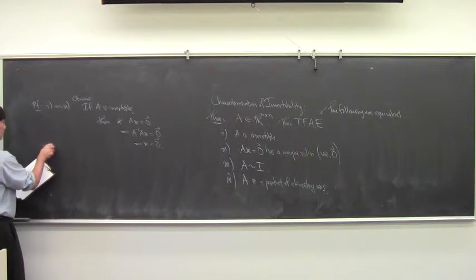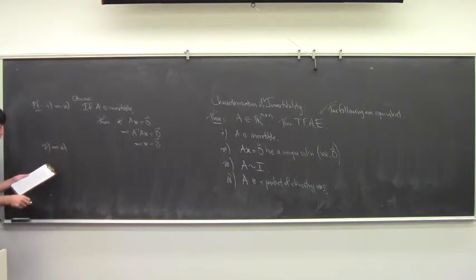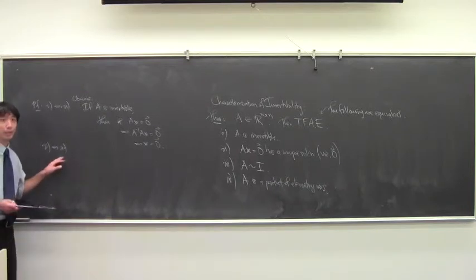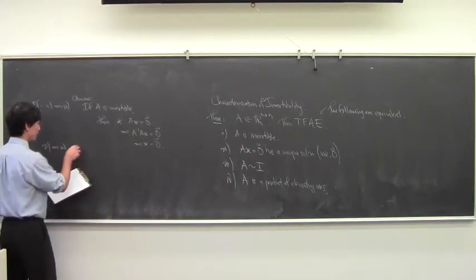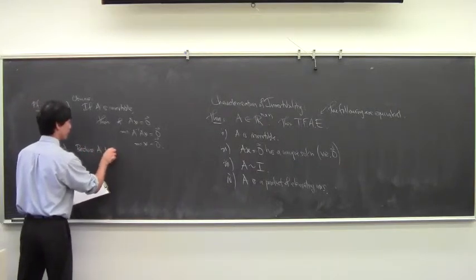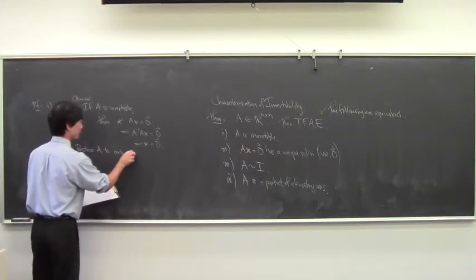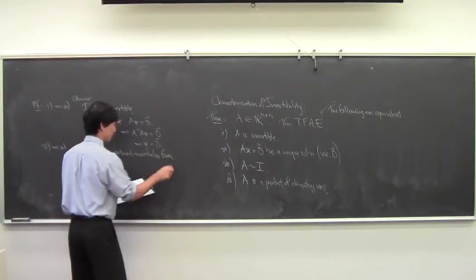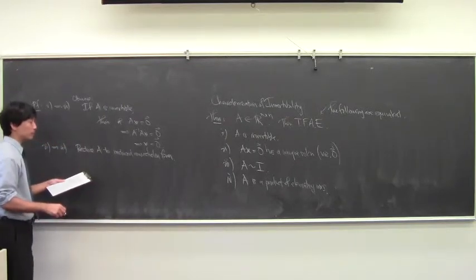2 implies 3. This one is a little bit trickier. So if AX equals 0 has a unique solution, then why is it true that A must be row equivalent to the identity matrix? Okay, this one's a little bit trickier. You say, okay, reduce A to reduced row echelon form.